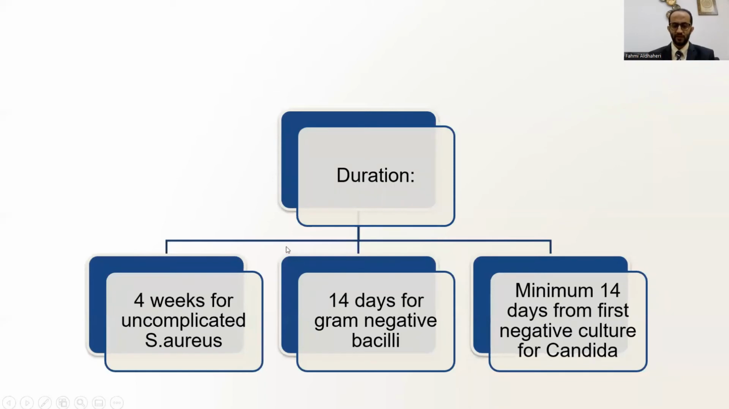And what is the duration for antibiotics? Usually it's 4 weeks for uncomplicated Staph aureus, 14 days for gram-negative bacilli, and a minimum of 14 days from the first negative culture for candidemia.